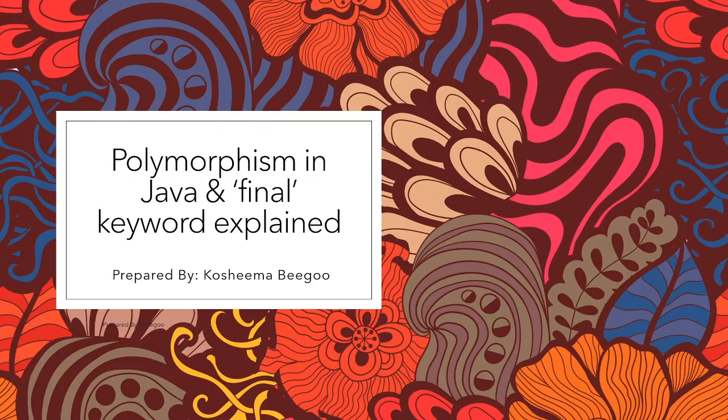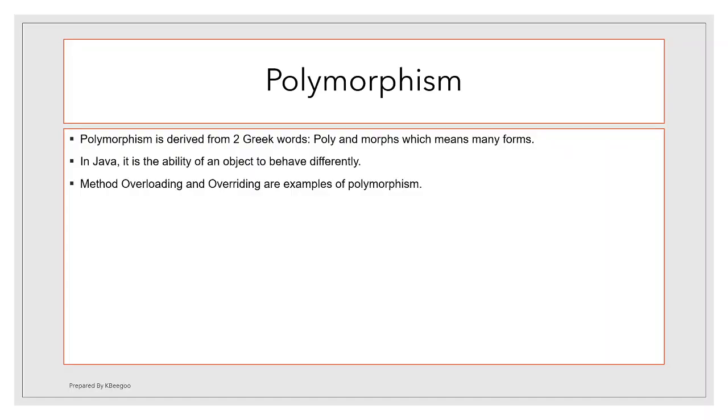Today we'll be doing polymorphism in Java and the three uses of the final keyword. Now polymorphism, we have two Greek words in it. Poly meaning many, morphs meaning forms, so many forms. Now when we talk about polymorphism, let me take an analogy.